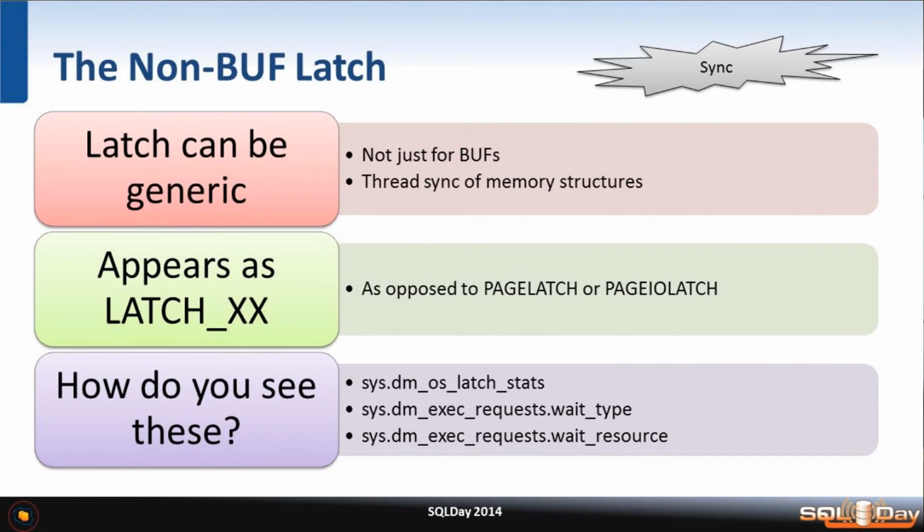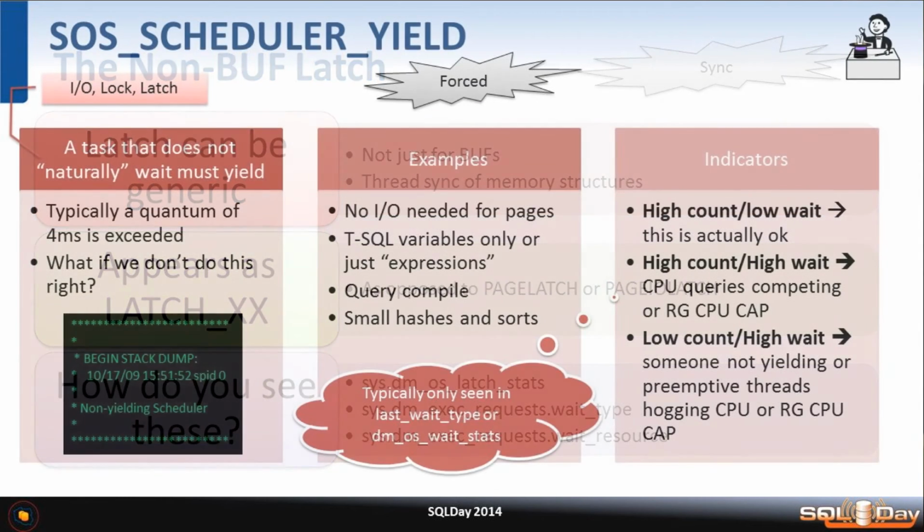Doing pretty good here. Non-buffer latches. I'm not going to dive too deep into this because I have a separate talk this afternoon about non-buffer latches. But effectively, this latch scenario can be generic in the code. We can use this for thread synchronization, not just for pages. When you see them, it appears as a LATCH_XX type wait, as opposed to a page latch, which is a specific latch we use for synchronizing just database pages. You see these in latch stats. The wait type and the wait resource will actually be the name of the latch class, and the wait resource will show you both the latch class and the address of the latch class, which I'll show you this afternoon and why that could be significant. It's a synchronization type of wait.